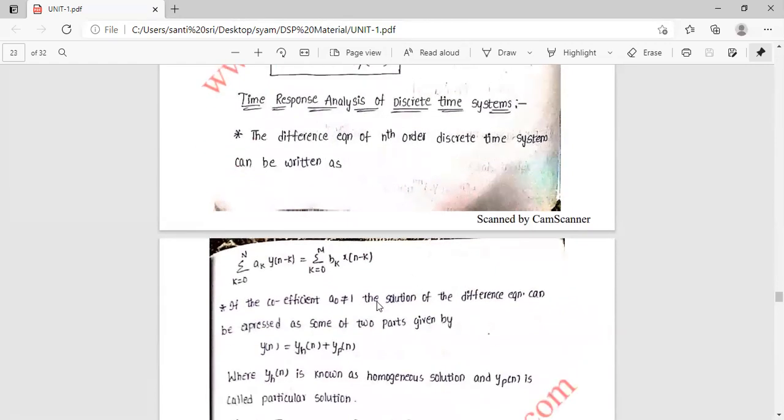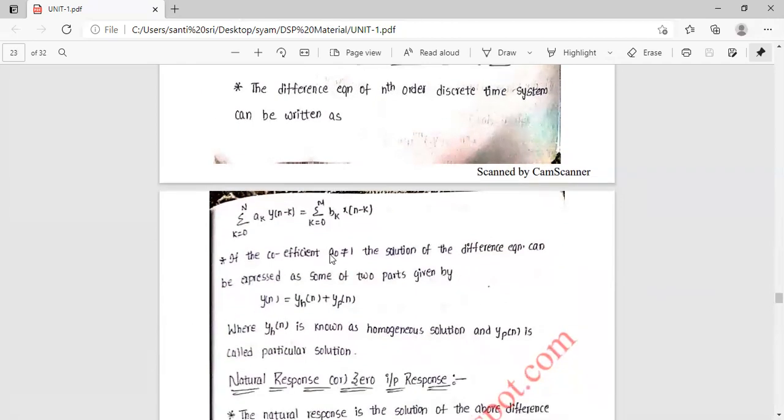That is represented as sigma k equal to 0 to N a k into y of n minus k is equal to sigma k equal to 0 to M b k into x of n minus k. If the coefficient a naught is not equal to 1, the solution of the difference equation can be expressed as a sum of two parts: y of n is equal to yh of n plus yp of n, where yh of n is known as the homogeneous solution and yp of n is called the particular solution.